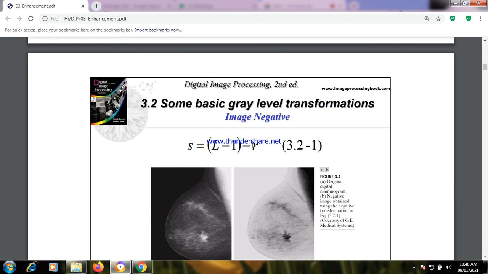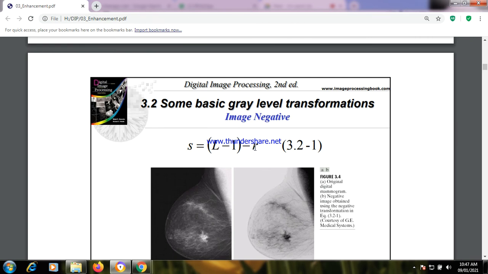So I am just replacing R by 0 here, right? S equal to L means 256. So 256 minus 1 is 255 minus 0. So again it becomes 255. Clear? So if R is 0, your S becomes 255.